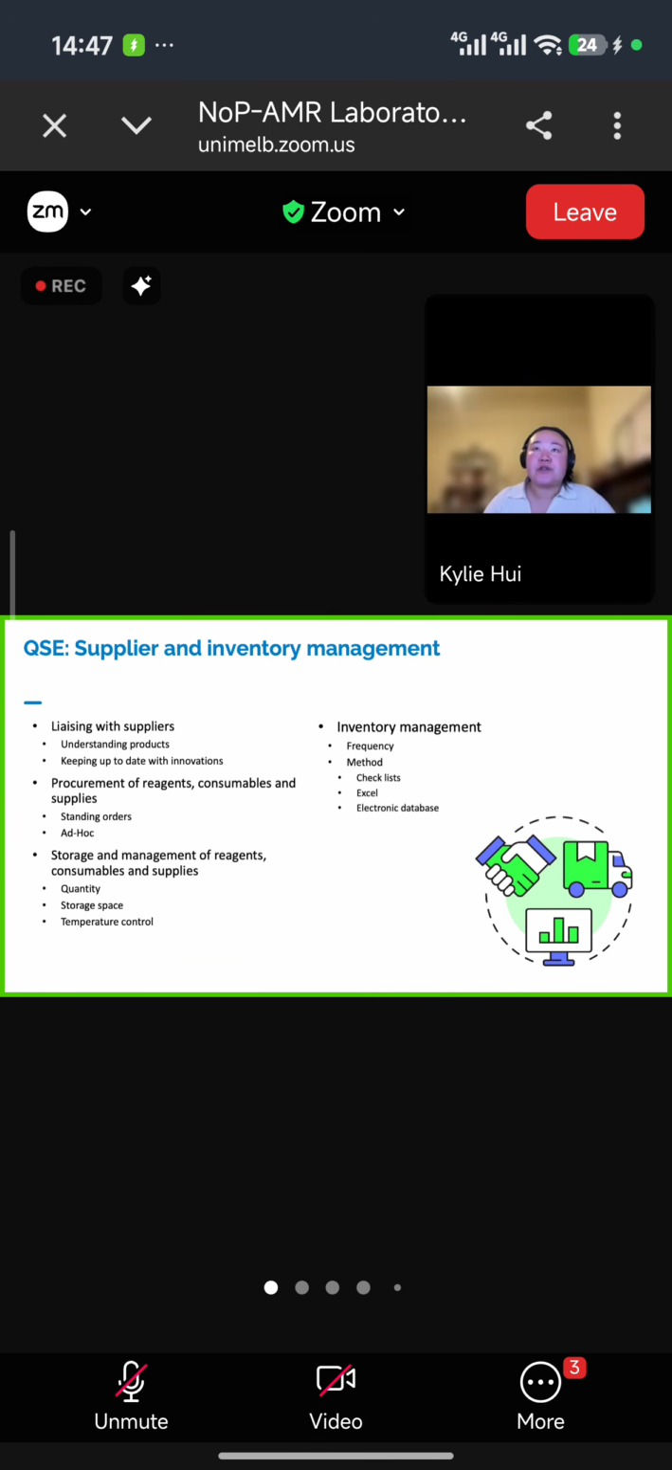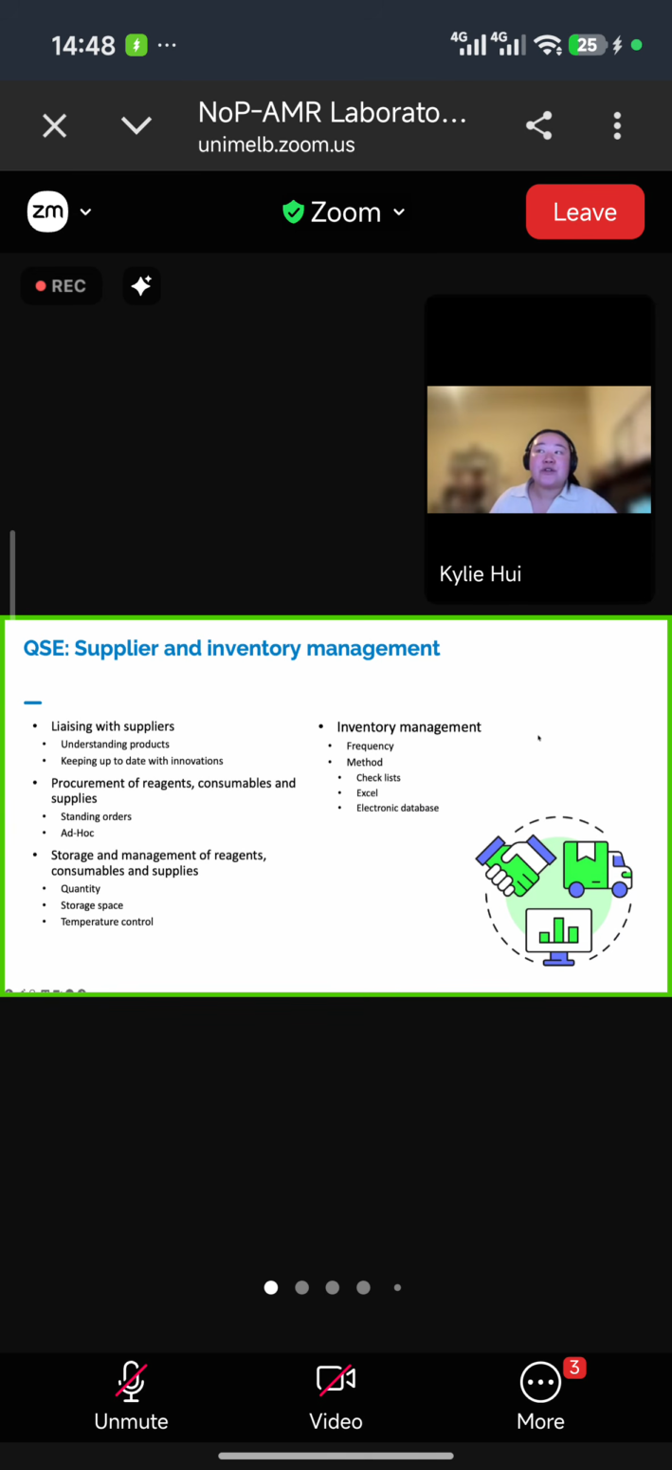So part of this also includes procurement of your reagents, consumables, and supplies. This could be things like standing orders or just ad hoc orders, depending on your need. The storage management of reagents, consumables, and supplies. So knowing how much to order, ensuring that you have enough storage space and that the consumables and reagents that you order are in the correct temperature that they should be stored in. So that's something that needs to be managed.